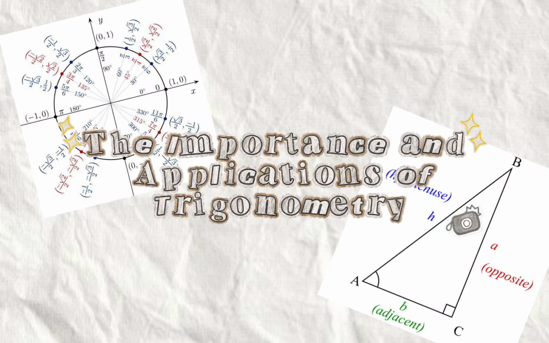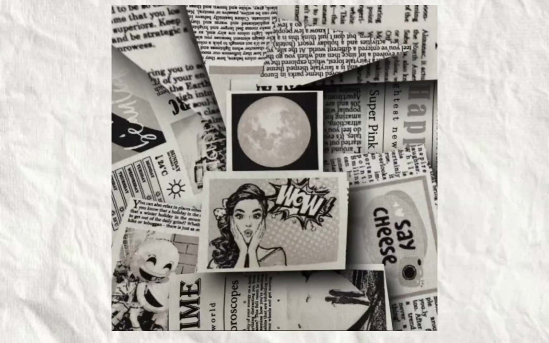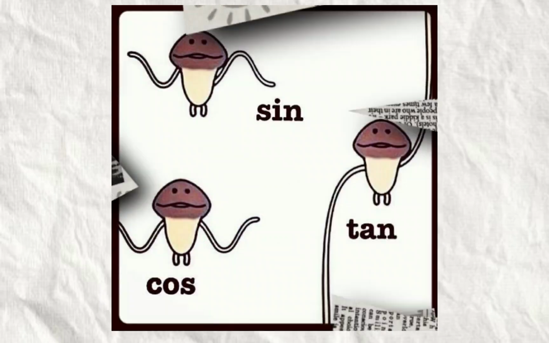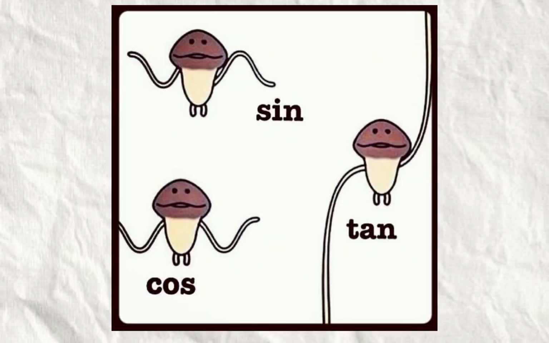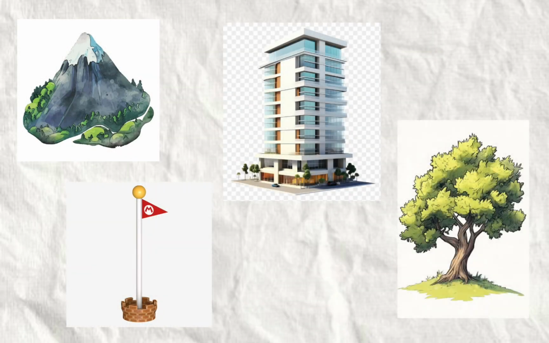Trigonometry is an essential branch of mathematics that deals with the relationship between the angles and sides of triangles. It plays a vital role not only in solving mathematical problems, but also in understanding and describing the world around us. Trigonometry is important because it helps us measure distances and heights that are difficult to reach directly, such as the height of a mountain, the distance of stars, or the slope of a roof.